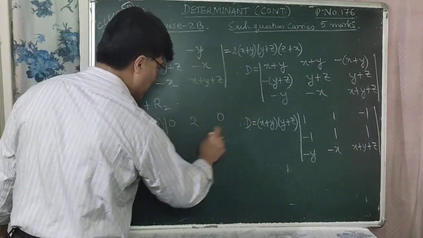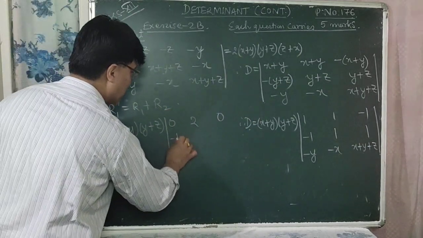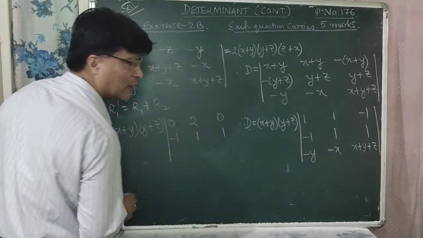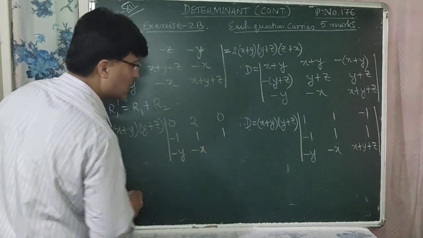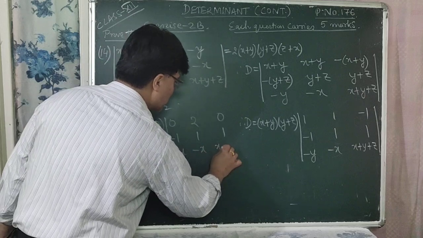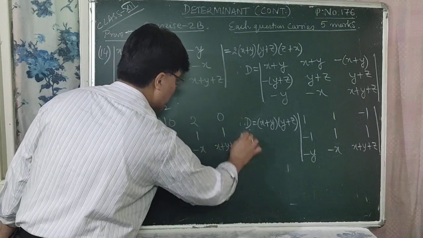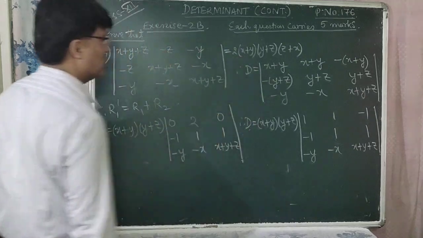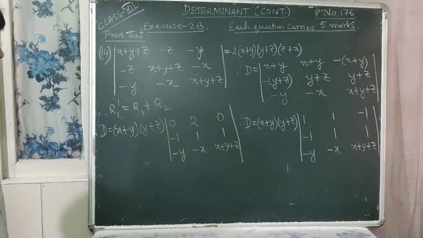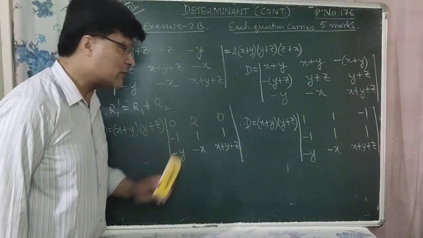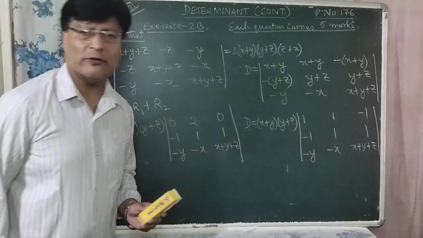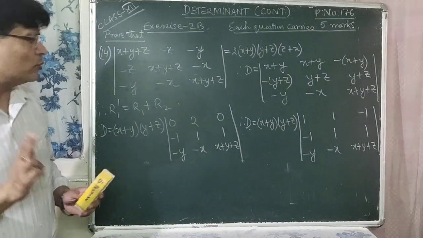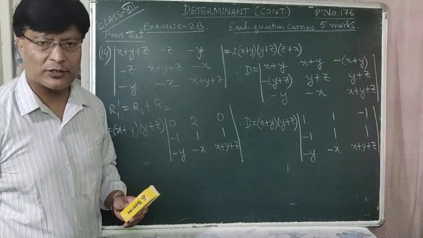Now what is the second row? Second row remains same, minus 1, 1, 1. Third row remains same, minus y, minus x, then x plus y plus z. Then we write x plus y plus z. Okay? So now we got this determinant. Now we can expand it. Now you can expand it with respect to the first row because there are two elements 0 in the first row.